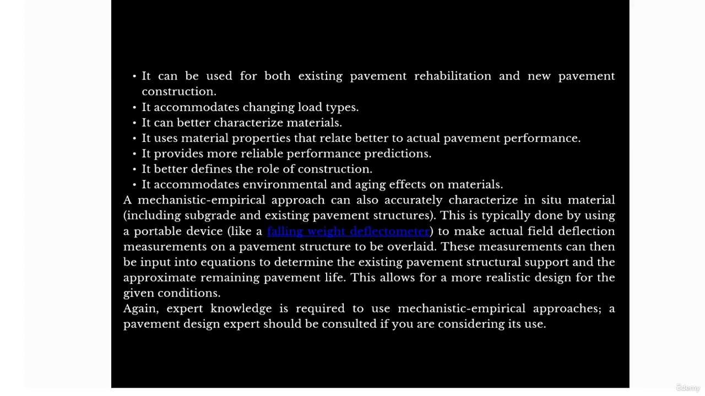So a mechanistic empirical approach can also accurately characterize the in situ material, including the subgrade and the existing pavement structures. This is typically done by using a portable device like a falling weight deflectometer to make an actual field deflection measurement of the pavement structure to be overlaid. So when you're rehabilitating a road, then you can go with your falling weight deflectometer, drop it on the road and see how the existing road actually behaves, and you can use that data in your design.